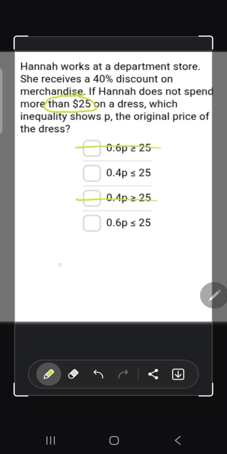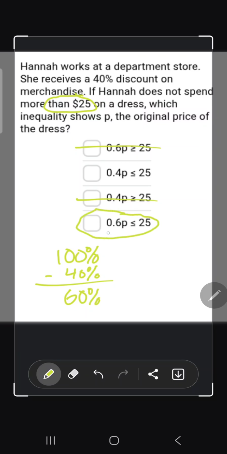Well, if you pay for something that's 100% and you're getting a 40% discount, you would only be paying 60% of that item. So we would go with 0.6 times the original price. That would give me how much I'm paying, the 60%. It has to be less than or equal to 25 because we can't spend more than $25.